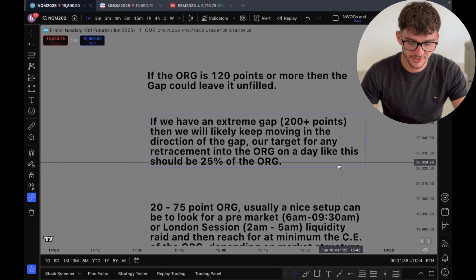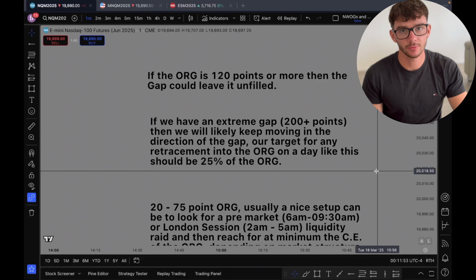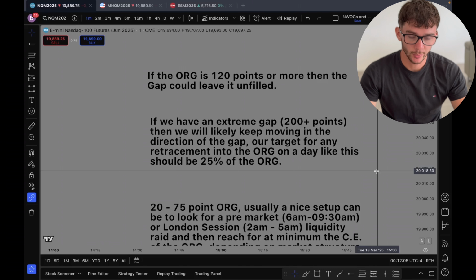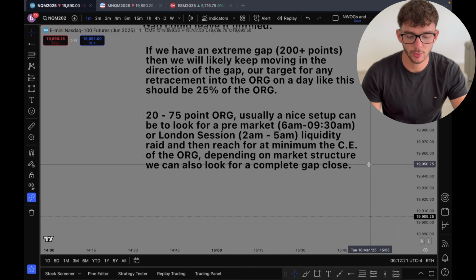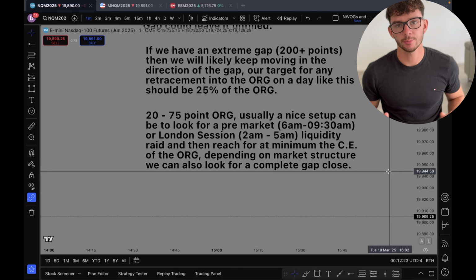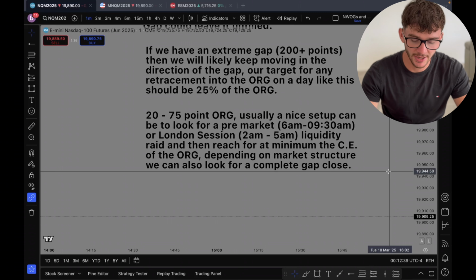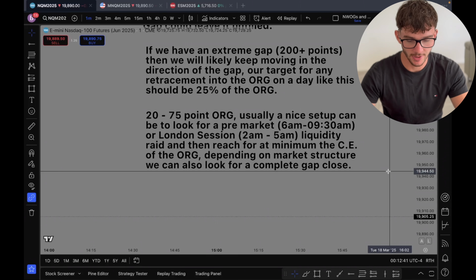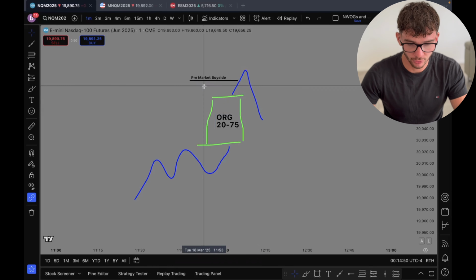Another nice little rule for this extreme gap that ICT taught in that video was that if we do retrace into that opening range gap, then we can target the 25% of that opening range gap, or the first quadrant that we come to. He also taught another setup for if it's a 20 to 75 point opening range gap. A nice setup can be to look for some pre-market liquidity, so London liquidity or just pre-market New York session, so anything from 2 a.m. to 5 a.m. or 5 a.m. to about 9:30 a.m. Anything before that opening range gap has formed and the market has opened, we gap up, and then overnight when the market was closed, we made some pre-market buy side.